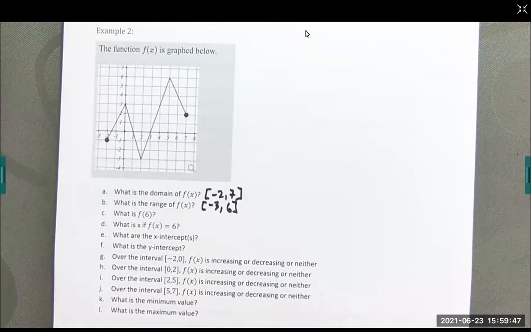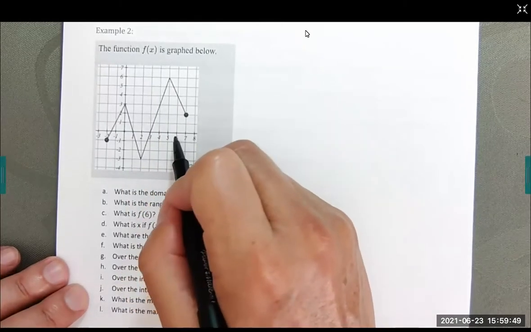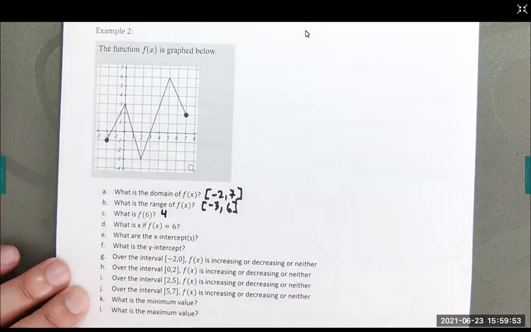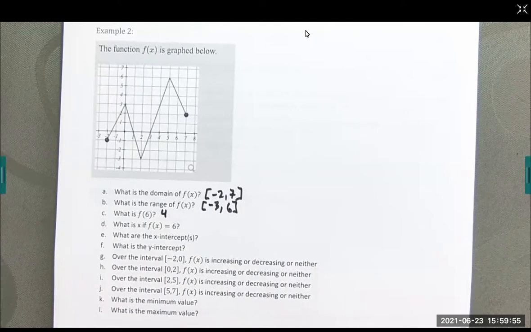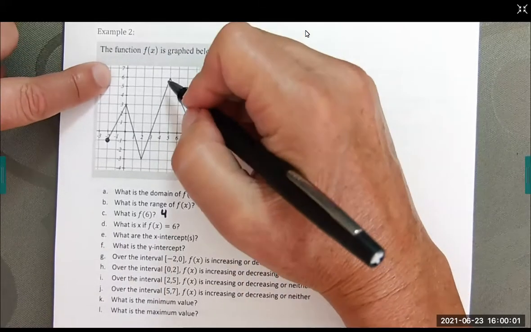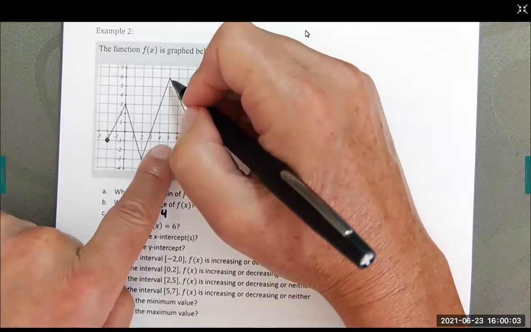What is f of 6? Meaning when x equals 6, what is y? Looks like we're at 4. What is x when f of x equals 6? Now we're looking at y value 6. So now we're up here. What's the x value? 5.